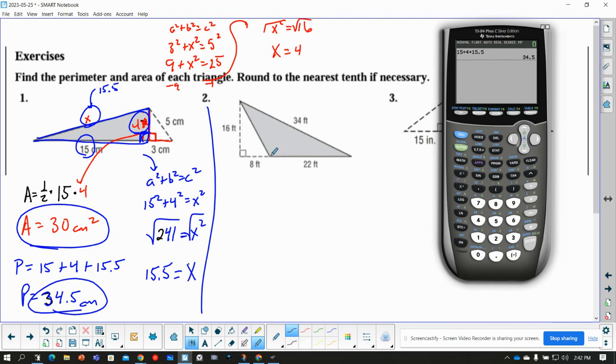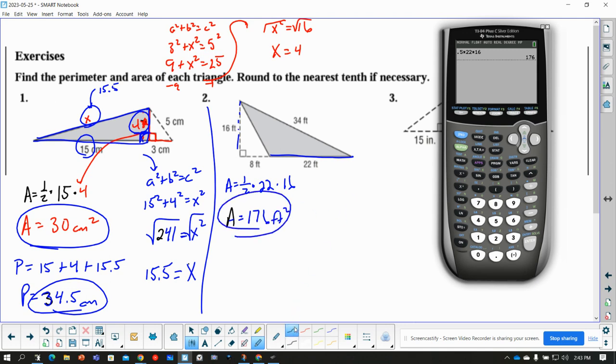Base times height. So let's see here, my base is 22. This one actually gives me my height of 16. Area equals 1/2 times base times height. Okay, so we got to find the area here. 1/2 times 22 times 16. Let's clear out my calculator here. 1/2 is 0.5 times 22 times 16 is 176. So the area, 176 feet squared. There's my area.